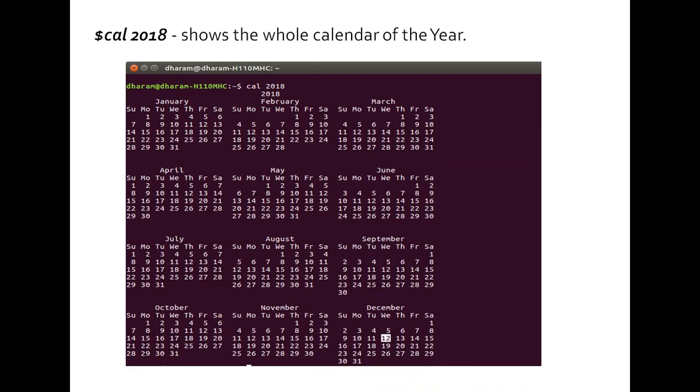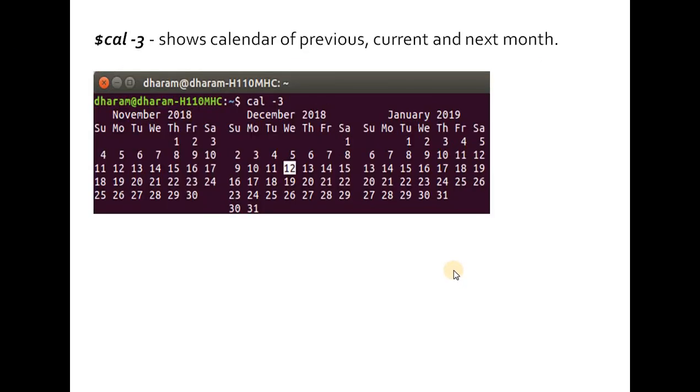Next example, when you specify only the year, it shows the whole calendar of the year. So at the bash prompt here I have typed cal 2018. It shows me the calendar of the full year. And the last example, when we give the option -3 for the cal command, it shows the calendar of the previous month, current month and the next month. So this will be the current month, previous month and next month.